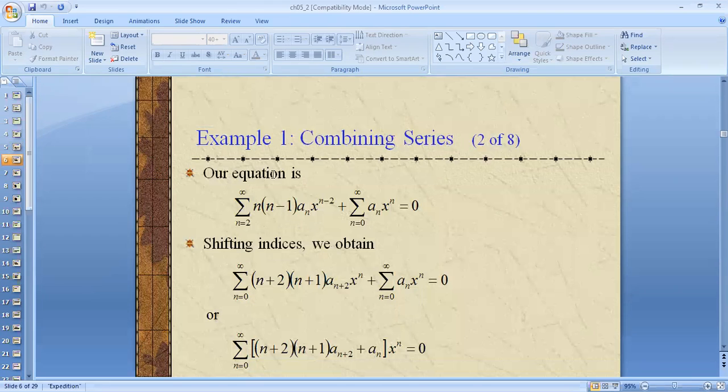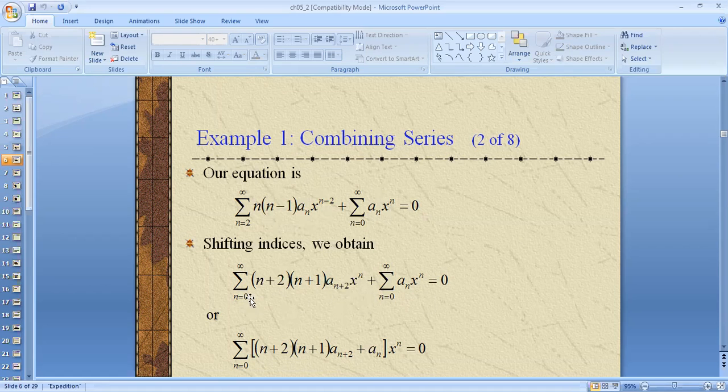Now our equation is this, with n starting from 2, substituting n into n minus 1 and x to the n minus 2. This is the second derivative value and this is the y value. Shifting indices, we obtain: substituting n with n plus 2, n equals 0 to infinity, and this n becomes n plus 2. And if we put n plus 1 in the other, it becomes n plus 1. Then the powers cancel, leaving only x to the n, and the index of a becomes a n plus 2. And this is the same.